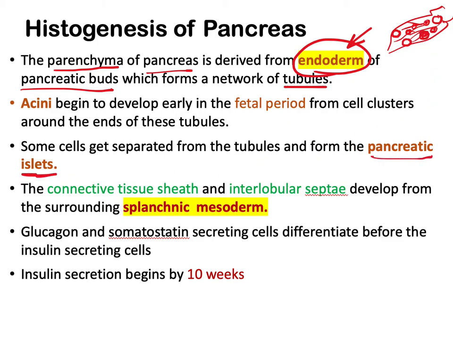Now, what about the connective tissue in the pancreas and the interlobular septa? The septa originate from the splanchnic mesoderm. Now, insulin starts to be secreted by the 10th week. That means the parenchyma of the pancreas, the tubules and so forth, and the islets, are derived from endoderm.